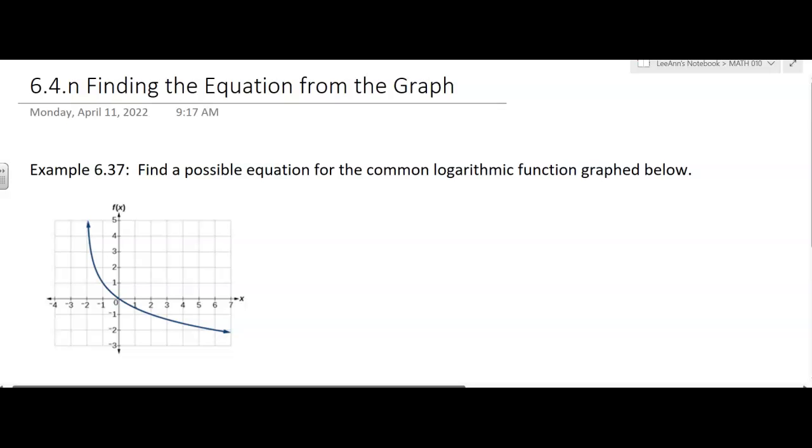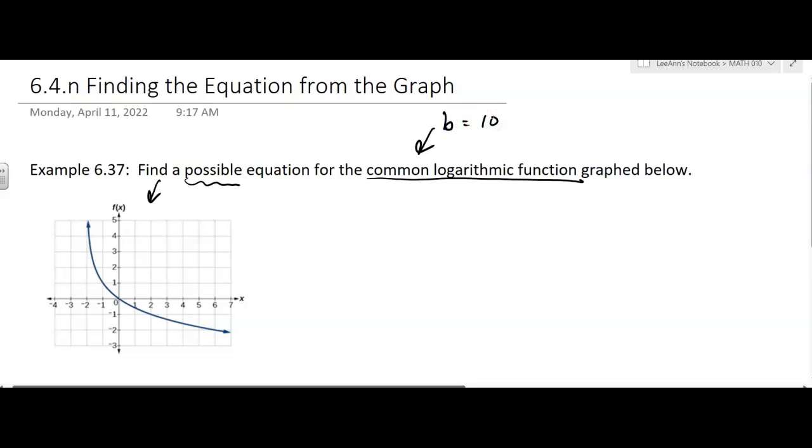Okay, so now they give us the graph, and we're supposed to come up with a possible equation. I did it a couple different ways, and it can be slightly different, but I'm going to make some points about that. So we have the graph, there's the picture. Find a possible equation for the common logarithmic function. Now that's important because that tells you the base is 10.